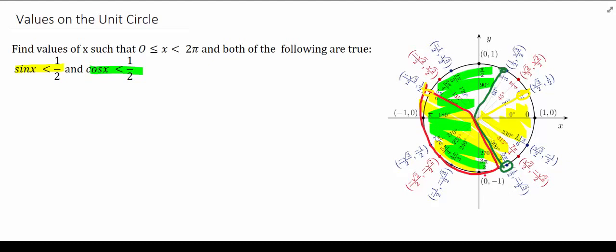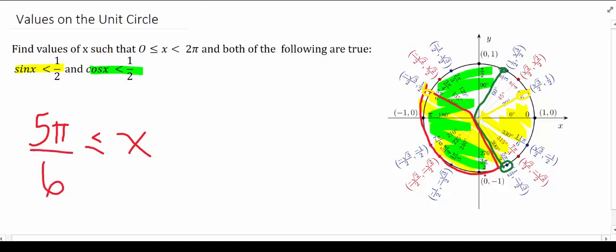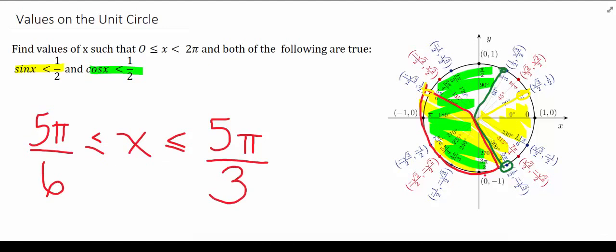So in this case, we have x needs to be greater than or equal to 5 pi over 6, and it needs to be less than or equal to 5 pi over 3. So all of those angles will satisfy both the fact that sine of x is less than a half and that cosine of x is less than a half.